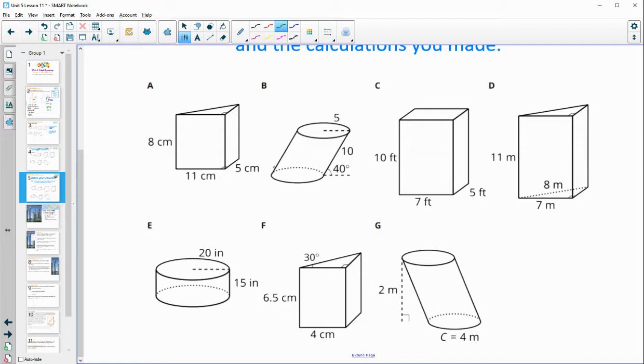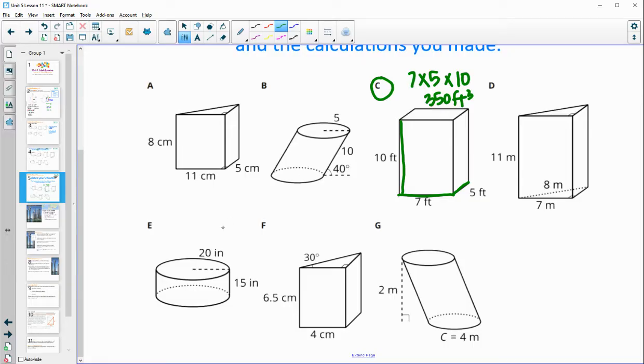Maybe you chose C as one of your easiest ones because calculating the volume of a rectangular prism is just length times width times height, and you see all of those measurements. So to find the area of the base, it's just going to be 7 times 5, and then times the height. So 35 times 10, and you're getting 350 feet cubed, and that felt like it was going to be pretty easy.